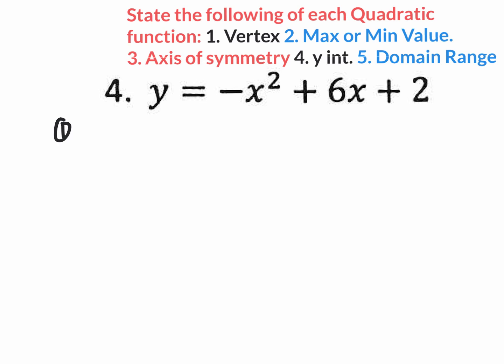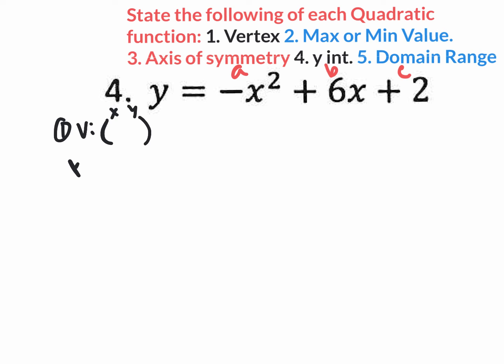Find the vertex. The vertex is a coordinate, which is really an x value and a y value. Now, we know that if it were in vertex form, the vertex would be (h, k), but it's not in vertex form. It's in standard form, where you've got the ax squared, the bx, and the c. Okay? So I'm going to have to use the vertex formula.